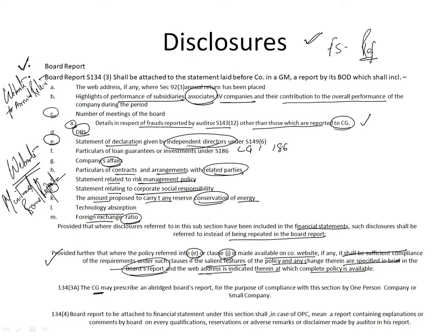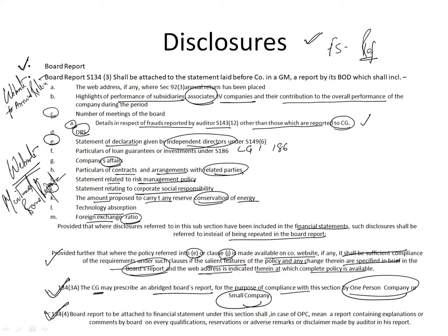the Central Government may prescribe an abridged board report for the purpose of compliance with this section for a one person company or small company. So there can be a special section around it where they do not need to go through the entire detailed board report. There can be other rules accordingly, where a one person company and a small company can provide their board report in the manner specified by the Central Government.